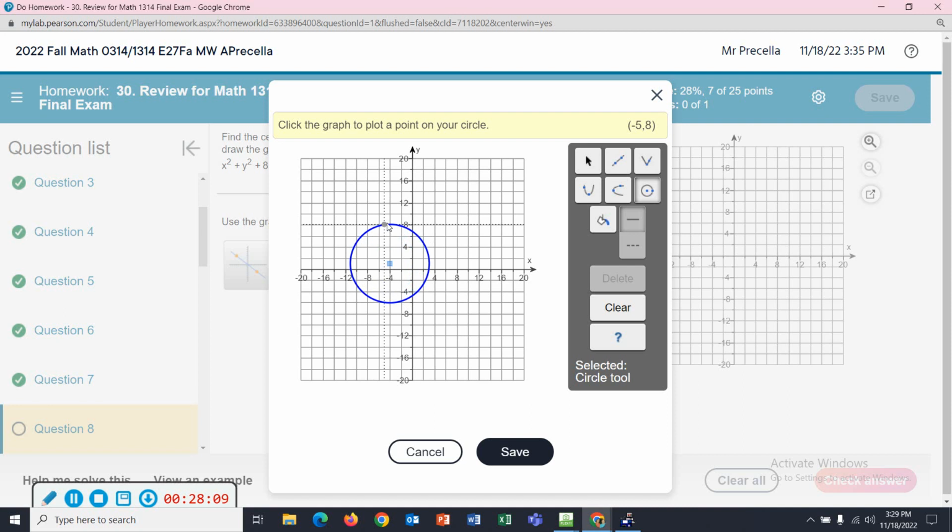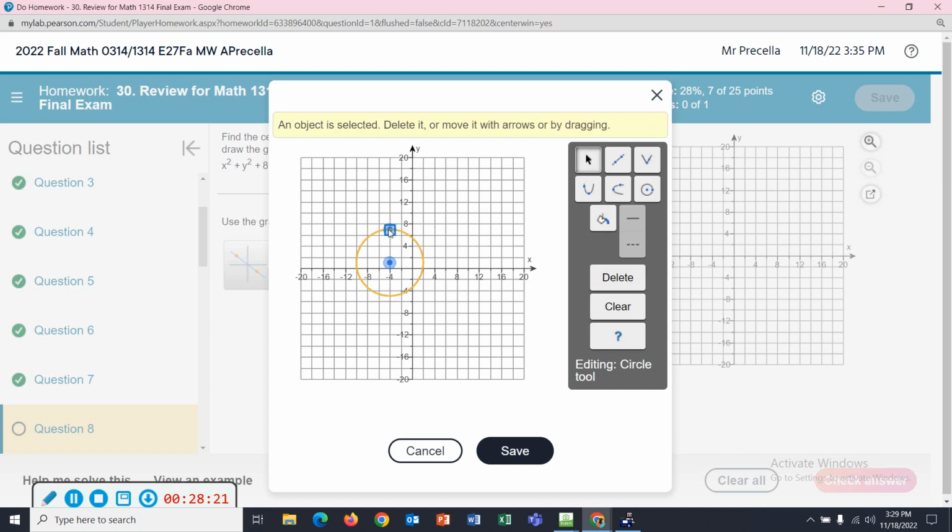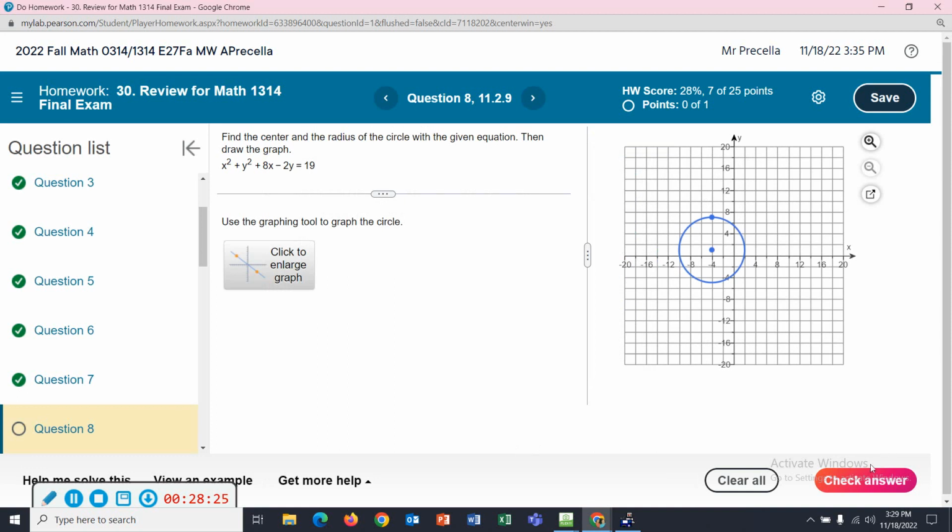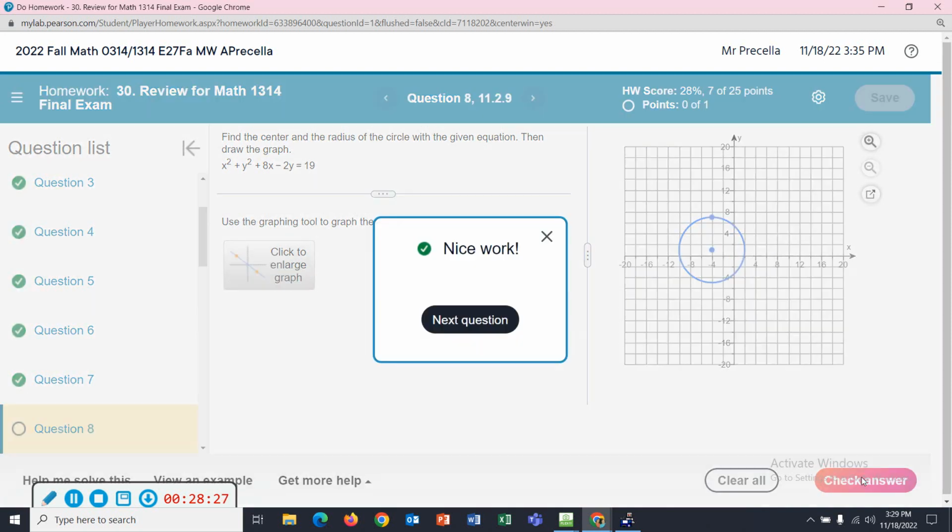Well, if I started at left 4, up 1 and moved up 6, I'd be at left 4, up 7. Be careful. And now we can check it. Okay. Only way you can graph a circle is if you know that center and radius.